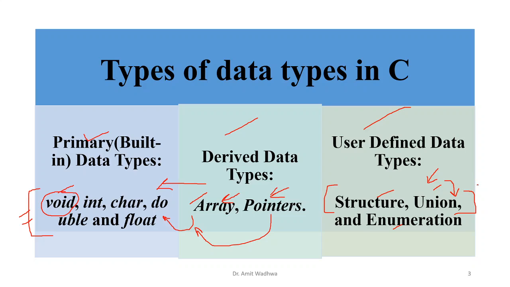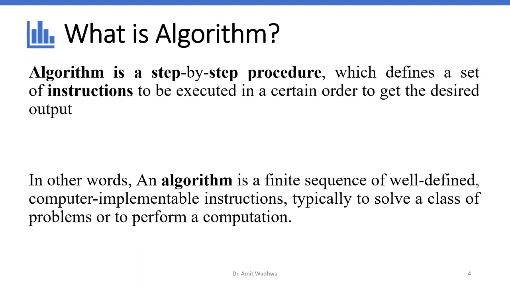The next is algorithm, which is a step-by-step procedure which defines a set of instructions to be executed in a particular order to get the desired output. So all these three parameters are important. While defining an algorithm, we have a set of instructions which are to be executed in a certain order in order to produce the desired output.